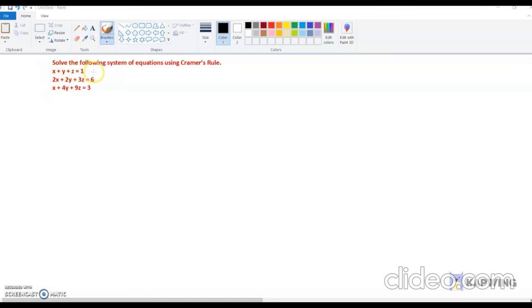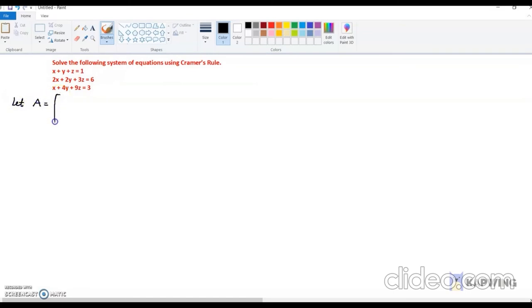Solve the following system of equations using Cramer's rule. We will be given three equations. Together these three equations are called a system of equations. So first we need to write the coefficient matrix. So let us write down the coefficient matrix.